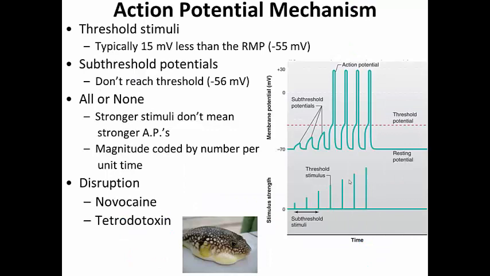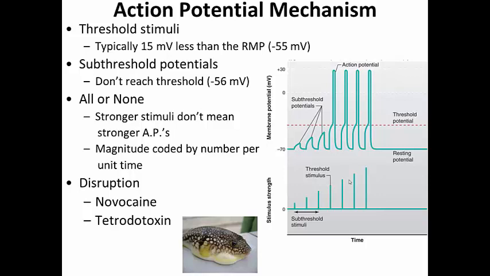We now return to this idea of threshold voltage. It's a very important idea in neurophysiology, maybe one of the most important ideas. What we see is that the threshold voltage is typically 15 millivolts less negative than the resting membrane potential. We've already said that in our case, we're going to assign a value of -70 as the resting membrane potential. So in our case, the threshold stimulus will be about -55, which is 15 millivolts higher than the resting membrane potential.